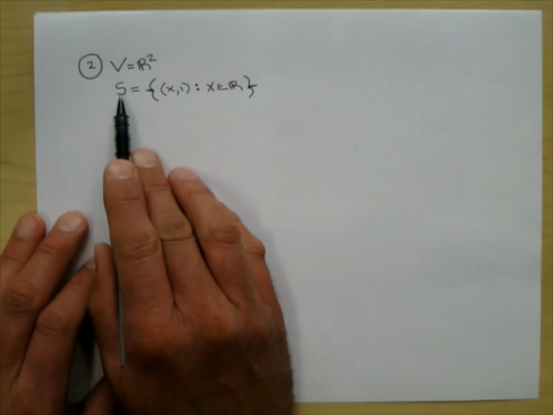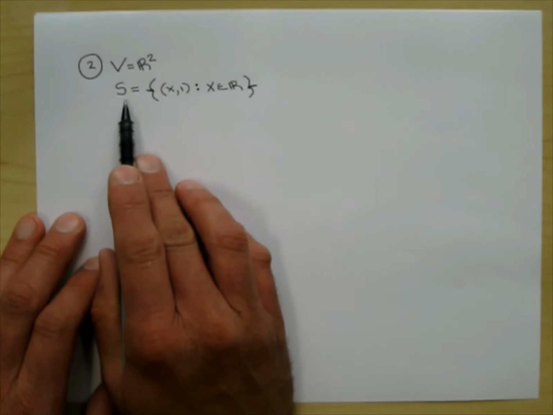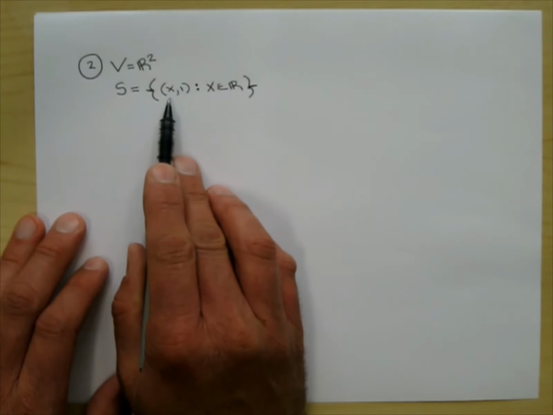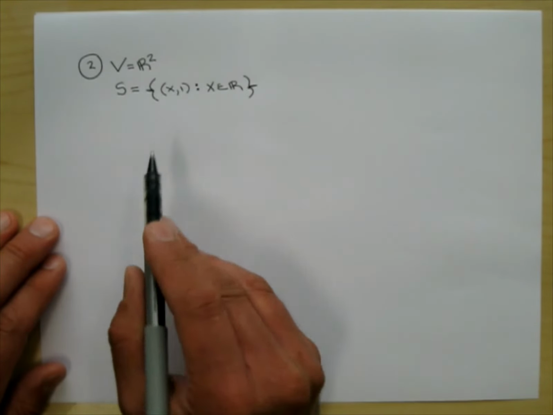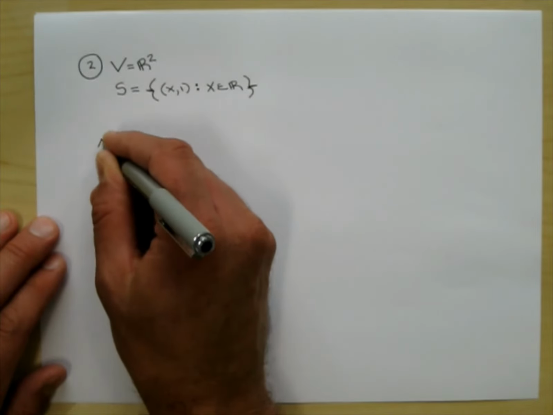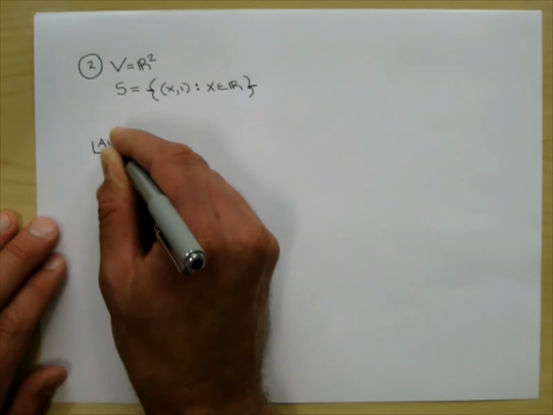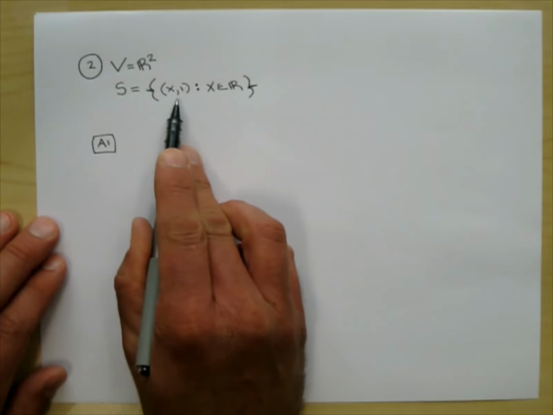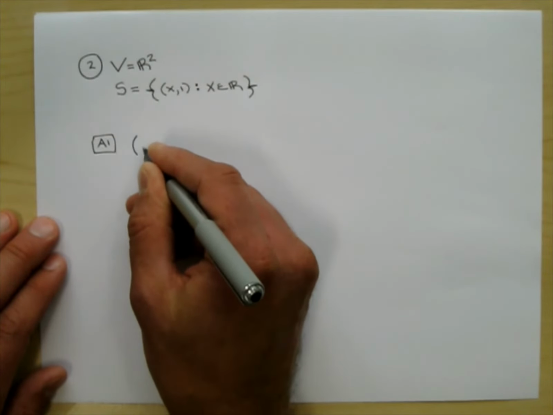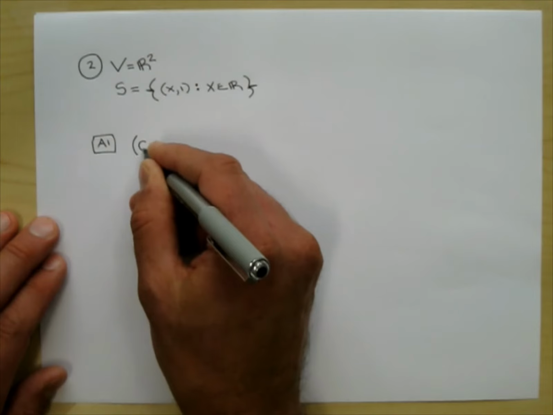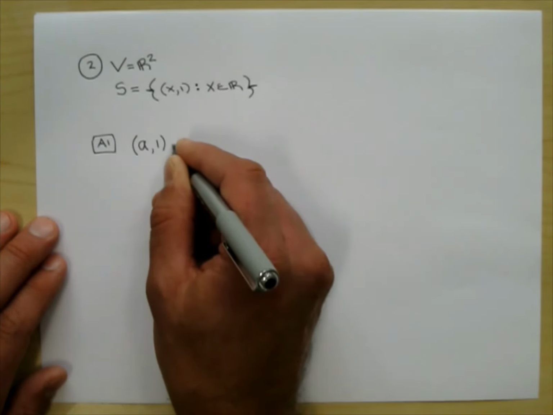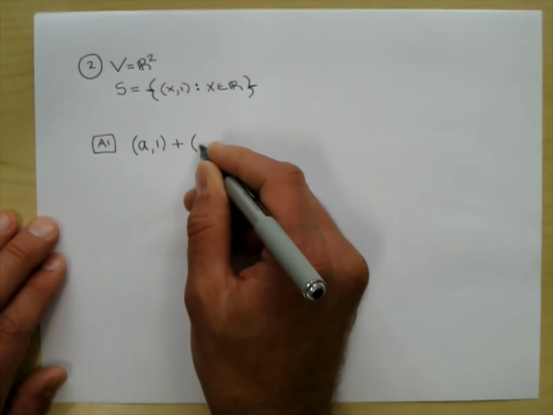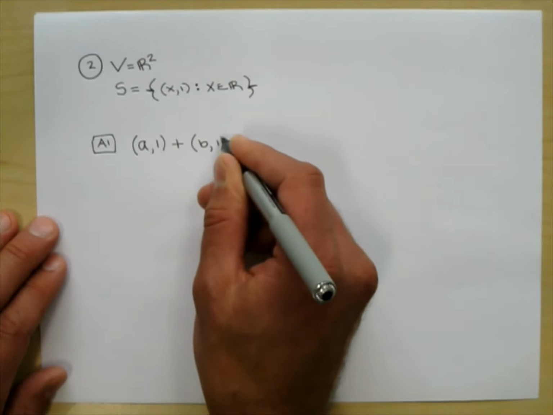So here we have it. V is R2. S is creatures that look like this, (x, 1). Okay, so you kind of go down the same path that we did before. Look at this. Here's Axiom 1. Let's take two creatures that look like this. Your first coordinate could be whatever you want it to be, a, and then the second coordinate absolutely has to be 1. Let's take that and add it with another one like (b, 1).